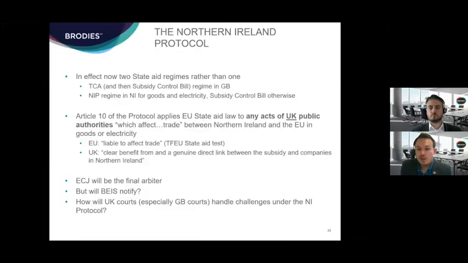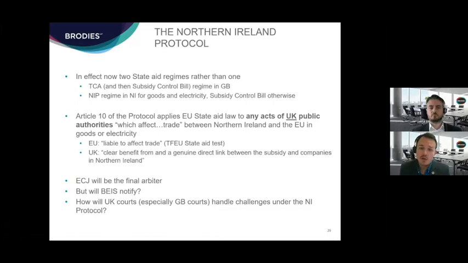Now, the Northern Ireland Protocol is still perhaps one of the trickiest parts of the landscape. In effect, the UK now has two state aid regimes that replaced the one that we had before. So we have the TCA regime, the Trade and Cooperation Agreement regime that I set out before, in Great Britain, and the Subsidy Control Bill will take over from that. And in Northern Ireland, for goods and electricity, the Northern Ireland Protocol under the withdrawal agreement applies and will continue to apply, but the Subsidy Control Bill will apply to everything else.